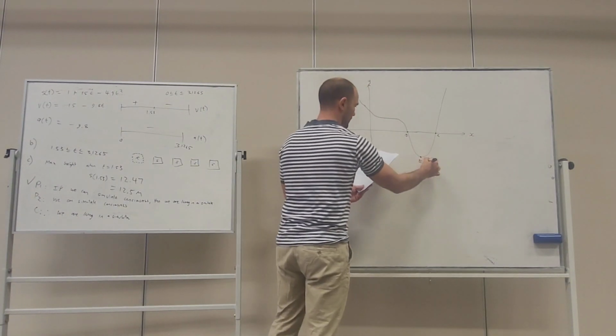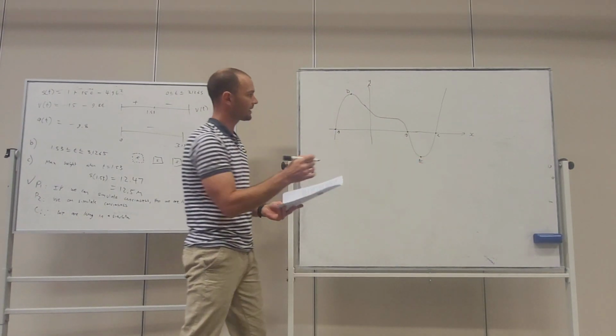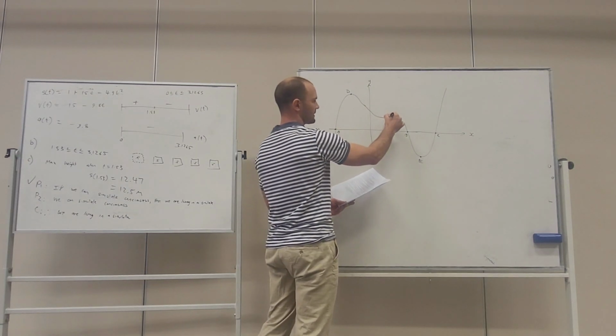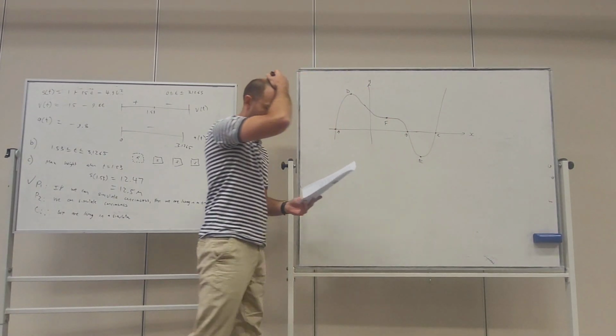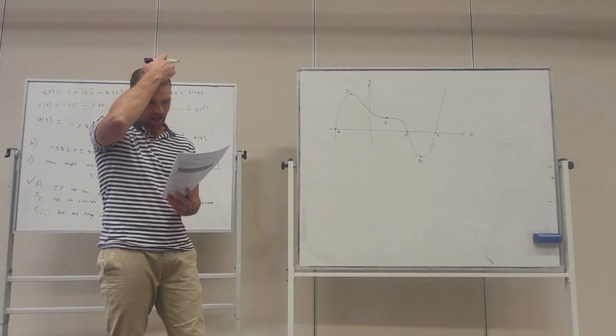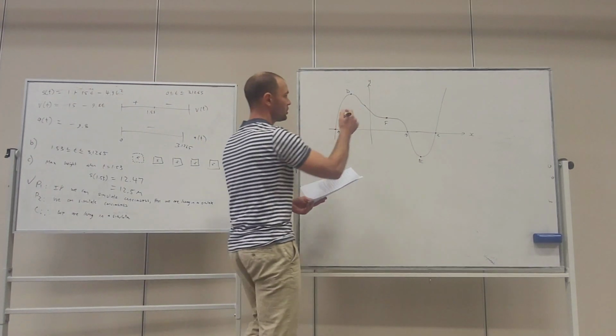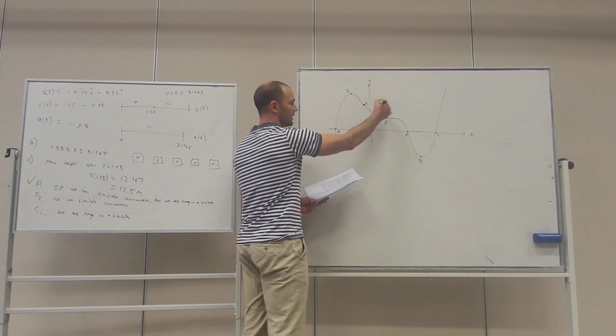Okay, then we have stationary inflection at F. So we should recognise that's what's going on here. It's decreasing and then decreasing. So that's stationary inflection. And then non-stationary inflection at G and H.